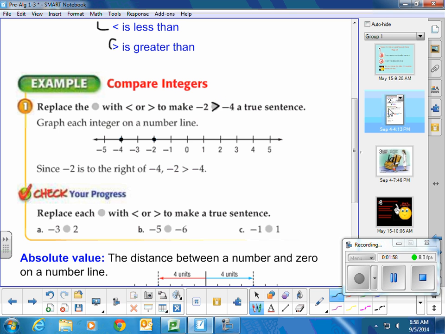That's a little bit of a tricky one because a lot of times kids see the 4 and think that's bigger, so they think that's the bigger number. But when we're talking about negatives, the bigger number is actually the smallest number because it's further to the left.